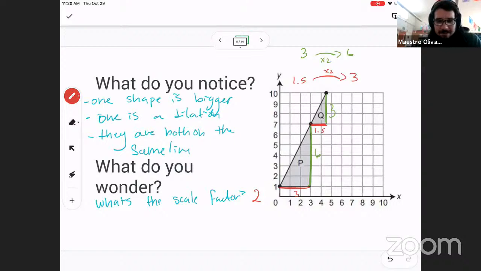Anyways. So these two triangles are on the same line, and they're dilations of each other.